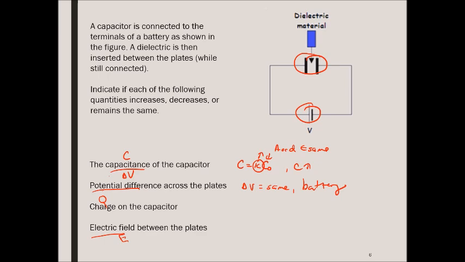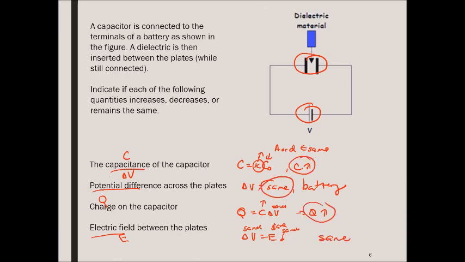Then the charge on the capacitor. I'm going to look at our capacitor equation. Q is equal to C delta V. So delta V is the same, but C increases. So C increases, then Q must also increase. And we can use our delta V is equal to E D equation. D is the same. We didn't change any of the physical characteristics. Delta V we said is the same, so E must remain the same. So this is the same, this increases, and this stays the same. So none of them decrease.